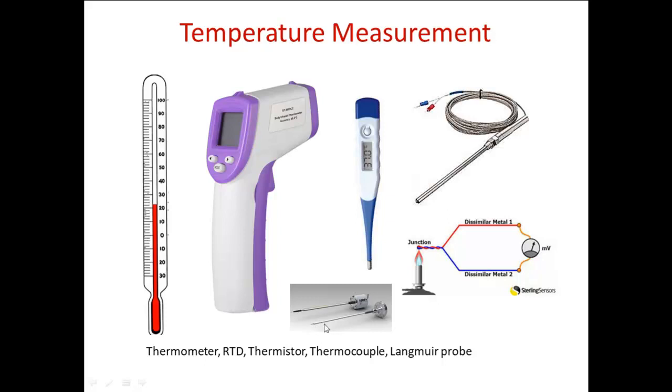And there are devices such as the Langmuir probe. These are used to measure the temperature of the electron or the temperature of the plasma. And other thermodynamic devices like RTD and thermistor are also available to measure the temperature.